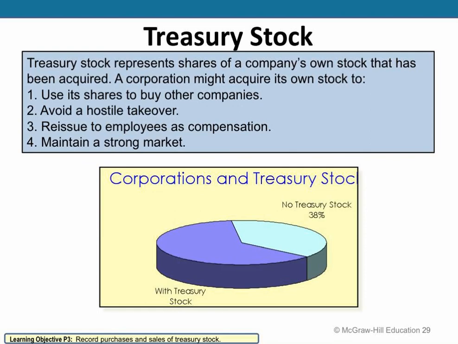What we're typically doing this for is if we want to use our shares to buy other companies. So if we're going to have a merger and acquisition where instead of a cash deal, it's going to be a stock deal, we might buy those shares back to have them on reserve to contribute towards that merger or acquisition. We might also want, if another company is starting to take an interest in our company, to avoid a hostile takeover, we may reserve some of that treasury stock.